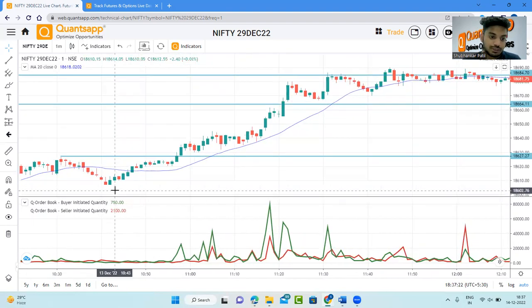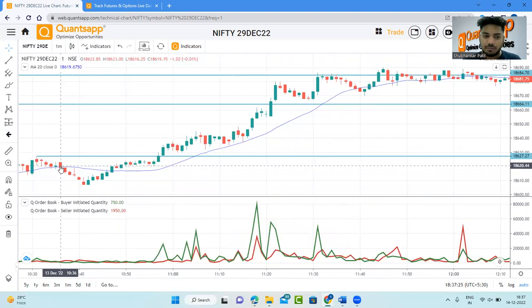Number two, just look at this. A simple 20 period moving average on a 1 minute time frame. The 20 period moving average is getting broken. The price is breaking the 20 period moving average. Everybody will go ahead and short directly at this very point itself.